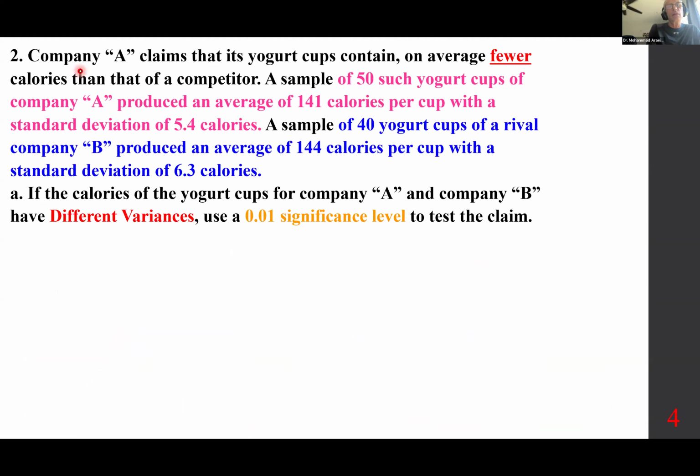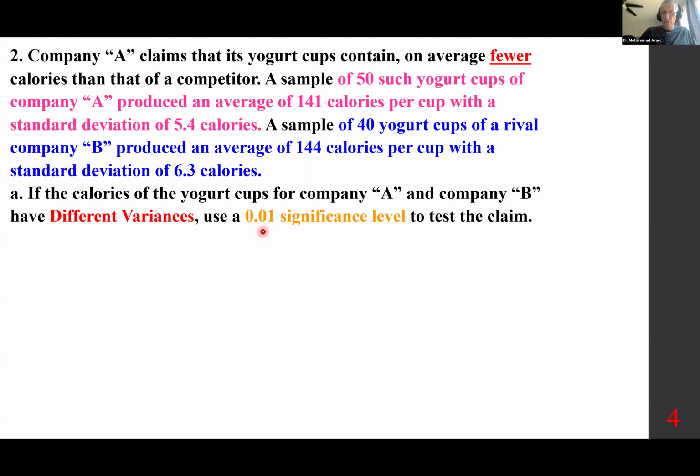Company A claims that its yogurt cups contain on average fewer calories than that of a competitor. A sample of 50 such yogurt cups of Company A produced an average of 141 calories per cup with a standard deviation of 5.4 calories. A sample of 40 yogurt cups of a rival Company B produced an average of 144 calories per cup with a standard deviation of 6.3 calories. We check if the calories of the yogurt cups for Company A and Company B have different variances. So we're going to check that, and we're going to use a 0.01 significance level. So that means, of course, alpha.